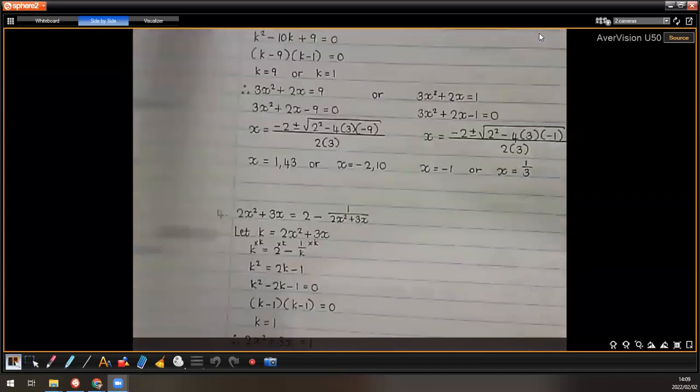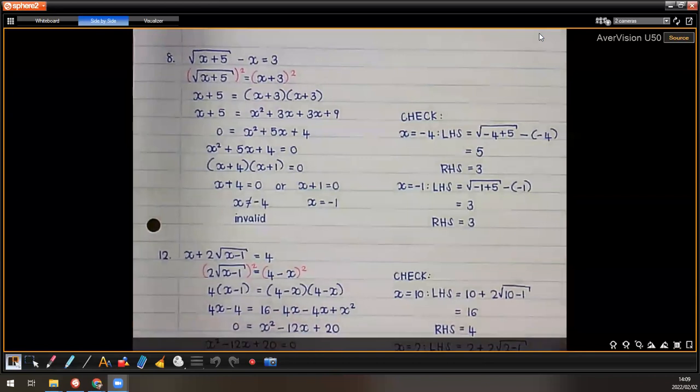How are we feeling about these radical equations, guys? Okay, all right, okay. All right, there we have number 8.